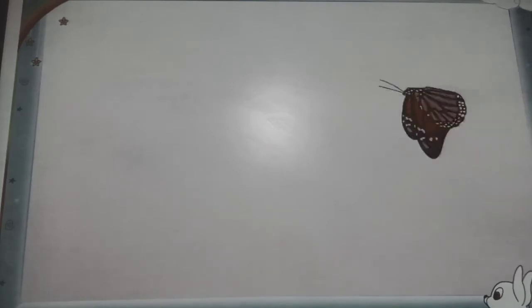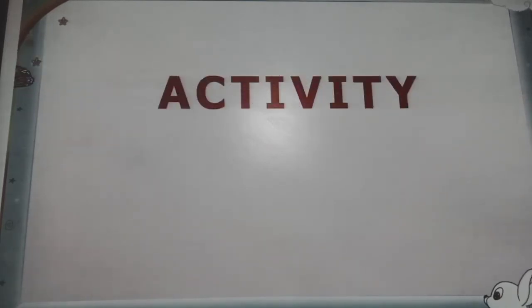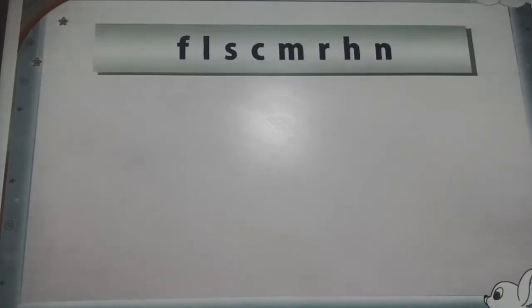And now, Rainbow, one more activity. Let us fill in the blanks using consonants from the help box. The consonants in the help box are F, L, S, C, M, R, H, N. Shall we begin?